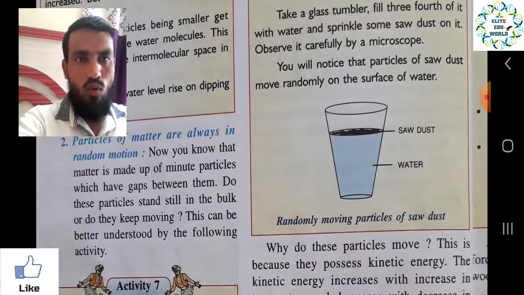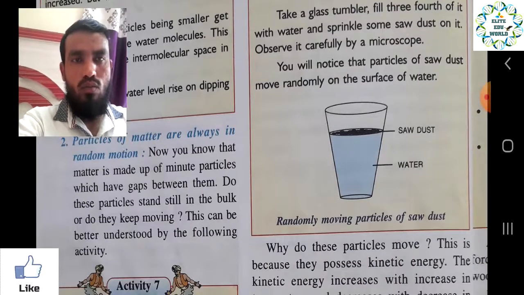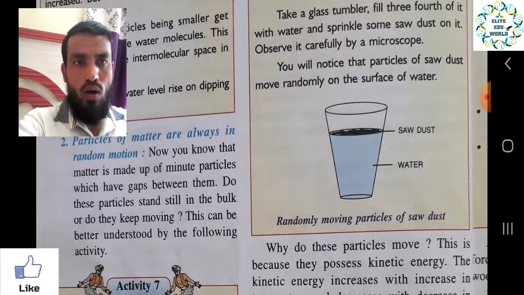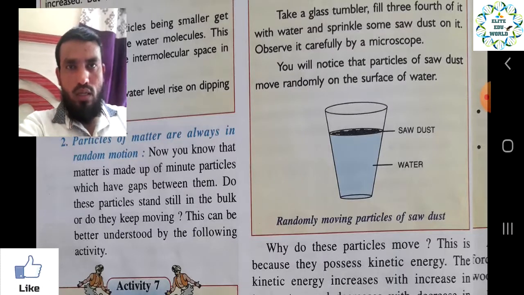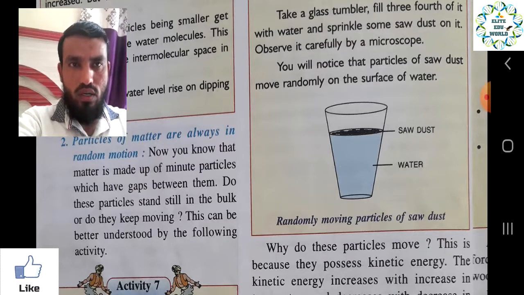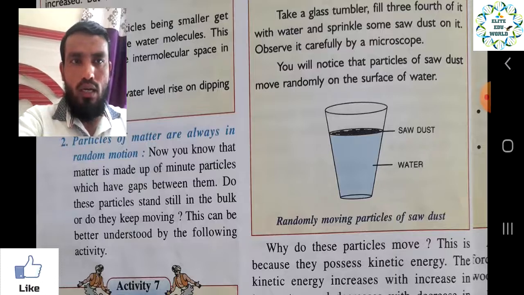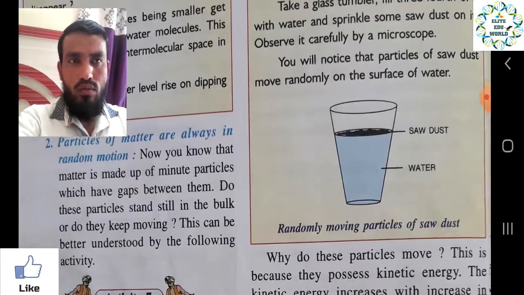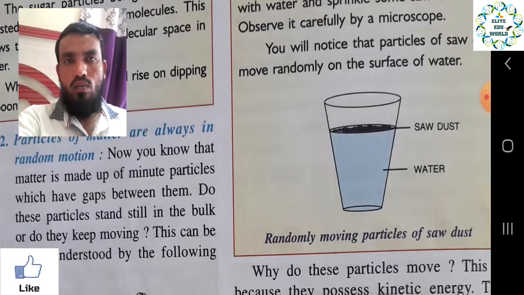You can see the movement of the sawdust because the water molecules are moving around on the surface. Because the sawdust is very light in weight, it does not sink, and it just moves on the surface of the water. So this is the random movement of the sawdust particles. And why is the sawdust moving? Because the water molecules are moving.